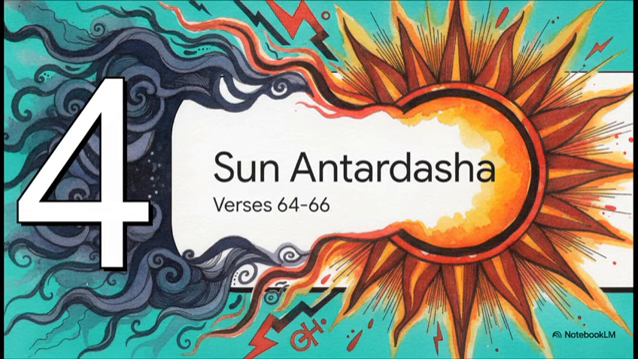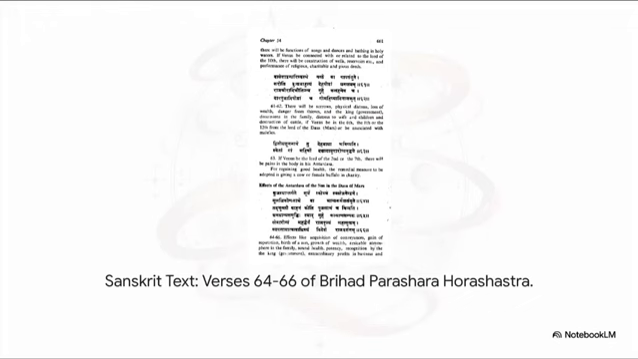Which brings us to Section 4, the Sun Antardasha, found in verses 64 through 66. We are transitioning now from the shadowy influence of Rahu to the intense, illuminating authority of the Sun's Antardasha within Mars, which shows up a bit later in chapter 54. We're moving from a period of unorthodox, sudden expansion into a period of profound authority, illumination, and raw power.